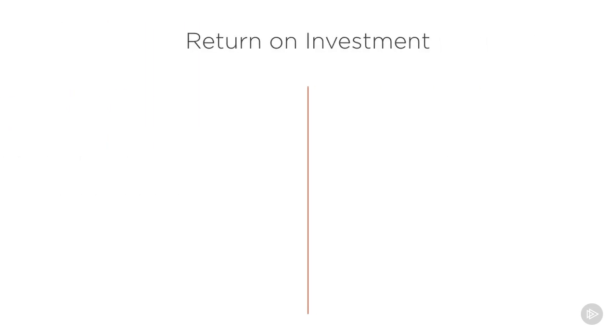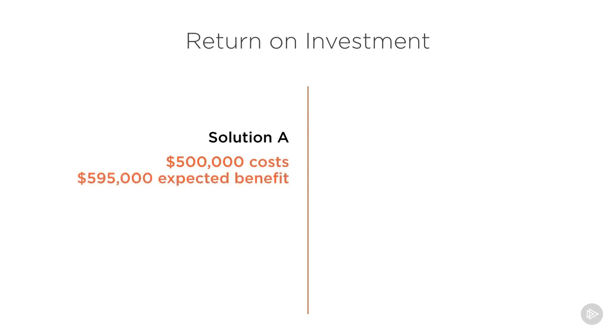Let's look at an example of ROI being calculated. Solution A involves costs of $500,000, but we expect total benefit of $595,000 over time. If we take $595,000 and subtract $500,000 from it, and then we divide that remainder by $500,000, we would get a ROI of 19%, indicating a return on our money of 19%.